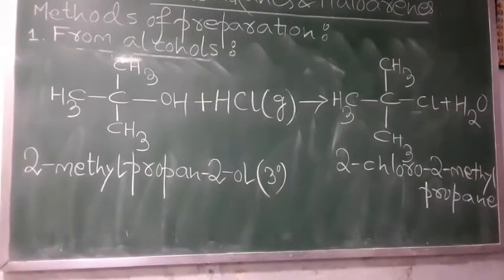Alright students, now I have used tertiary butyl alcohol. Yes, it is called tertiary butyl alcohol, which is a 3 degree alcohol, and the IUPAC name of tertiary butyl alcohol is 2-methylpropan-2-ol. So 2-methylpropan-2-ol reacts with gaseous hydrogen chloride at room temperature. We are not using anhydrous zinc chloride over here. So tertiary butyl alcohol reacts with gaseous hydrogen chloride to form 2-chloro-2-methylpropane.